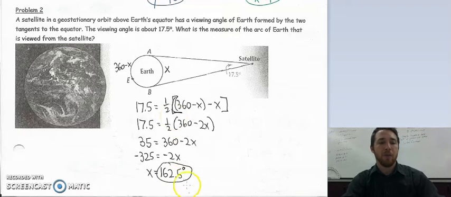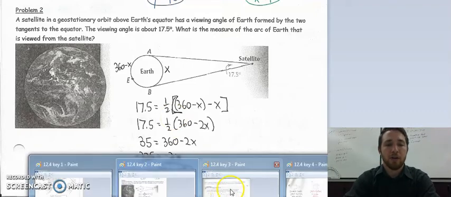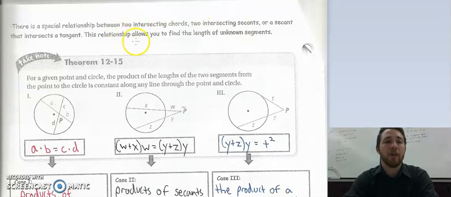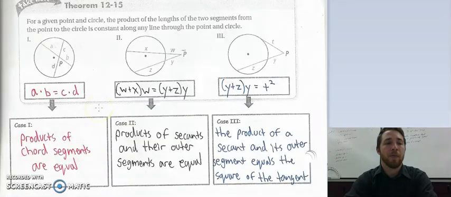So adding in a few more theorems with our next page, let's go to that. There is a special relationship between two intersecting chords, two intersecting secants, or a secant that intersects a tangent. This relationship allows you to find the length of the unknown segments. And basically it comes down to these three patterns that we can see. You're going to have a separate theorem for each, separate formula. And I'll go down to the cases where we use those.